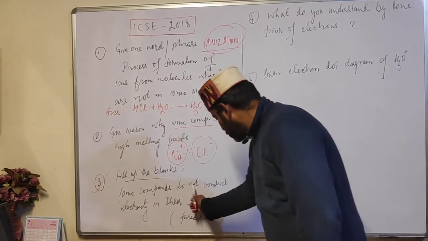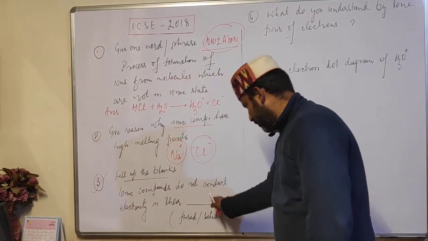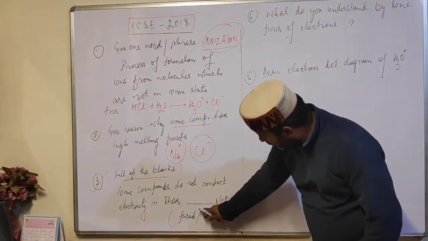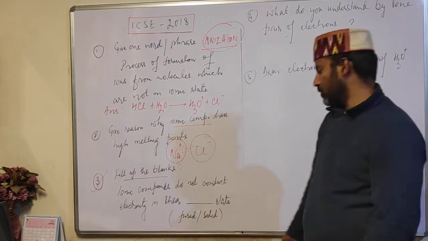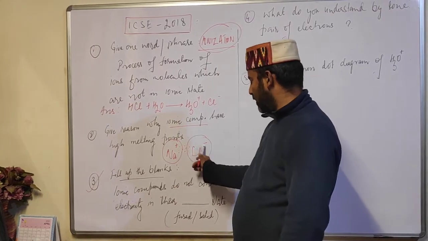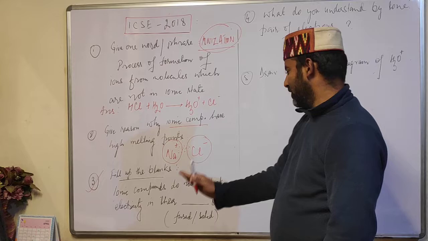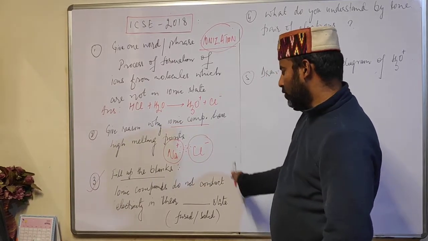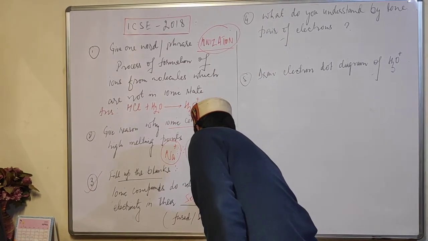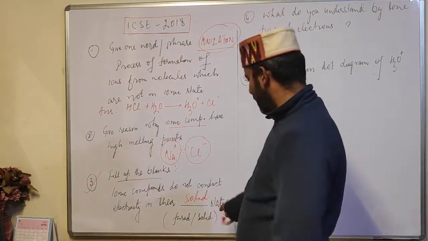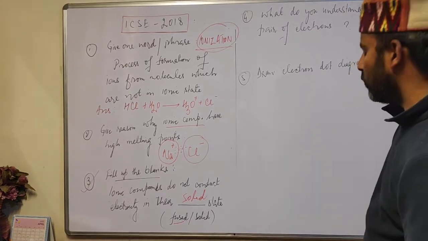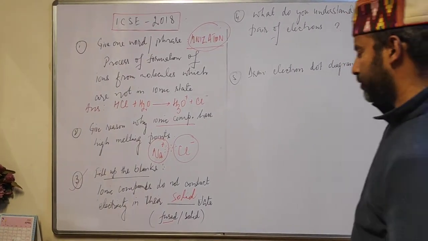Now students, next question was to fill up the blank. Ionic compounds do not conduct electricity in dash state, and there were two options, fused and solid. So listen students, in ionic compounds, since constituent particles in solid state are firmly held, they are not free to move, so they do not conduct electricity in solid state. So here the correct choice is solid state. Though they may conduct electricity in fused state, because in fused state ionic compounds undergo dissociation into ions freely.